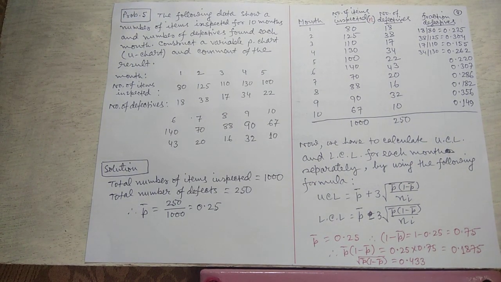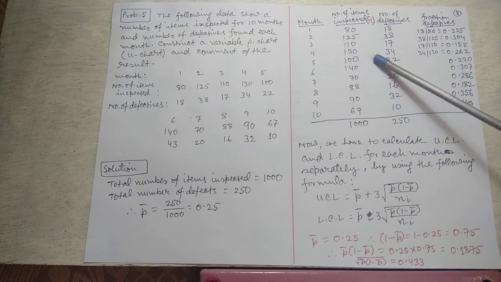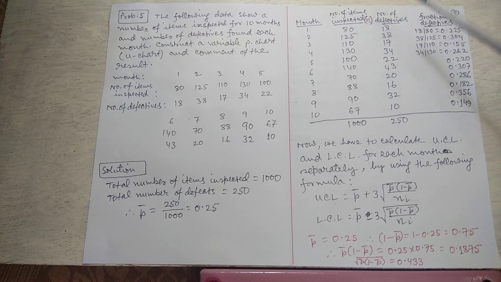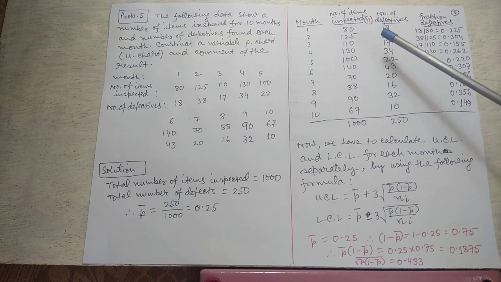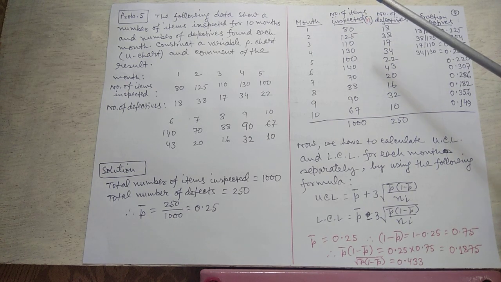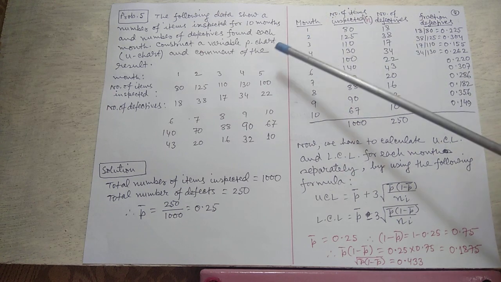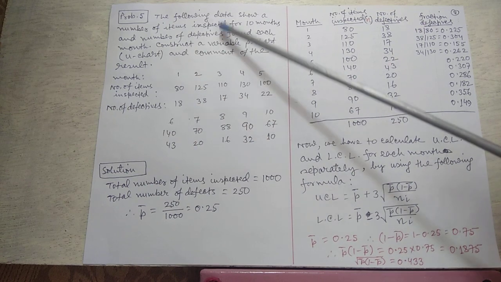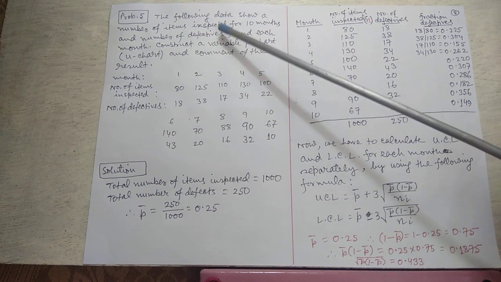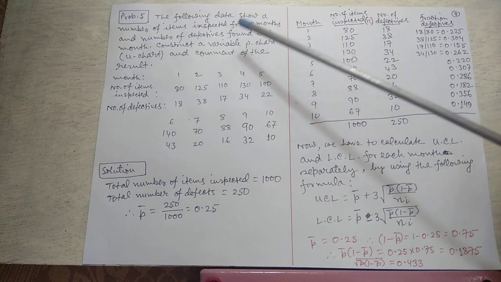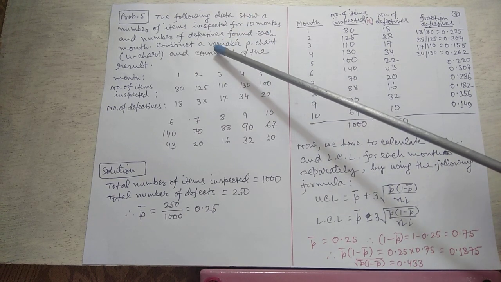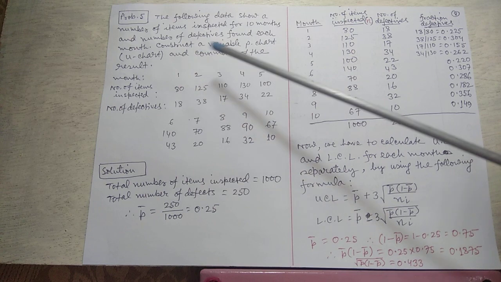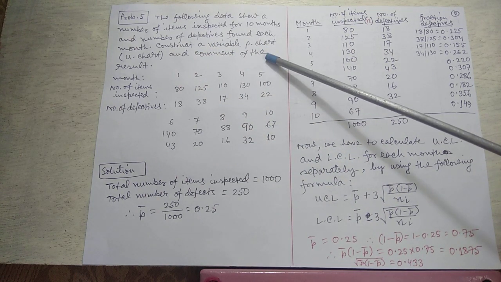Now U chart, you know that we can prepare two types of U chart. Number one, variable P chart, which is also known as U chart. So at first we construct a variable P chart, and for that the data is given as follows. The following data show a number of items inspected for 10 months and number of defectives found each month. Construct a variable P chart, U chart, and comment on the result.